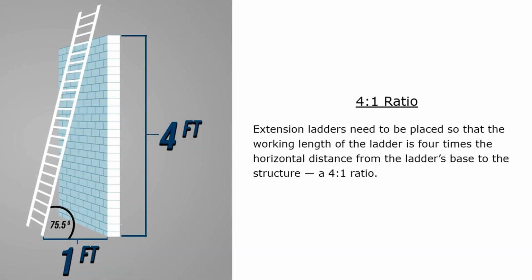4:1 ratio. Extension ladders need to be placed so that the working length of the ladder is 4 times the horizontal distance from the ladder's base to the structure, a 4:1 ratio.